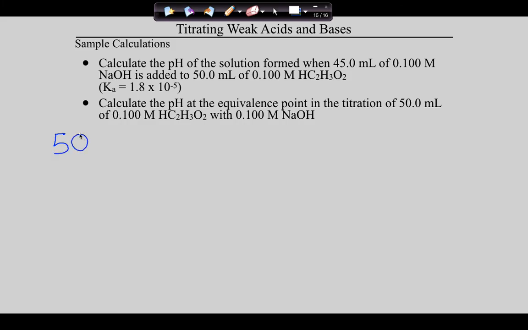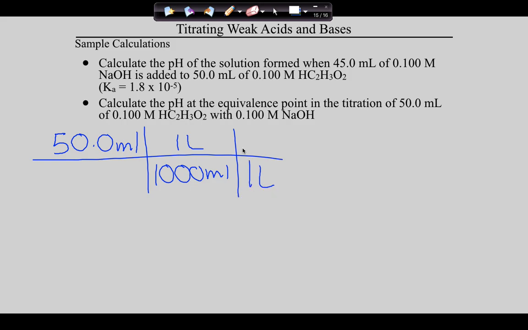So guys, we started with 50 milliliters of the acetic acid. 1,000 milliliters is 1 liter. 1 liter is 0.1 moles. So we've already done this math. 0.005 moles. We're just going to keep going. We've got 0.005 moles of acetic acid. But we need that to be a molarity. So we need to divide by volume.